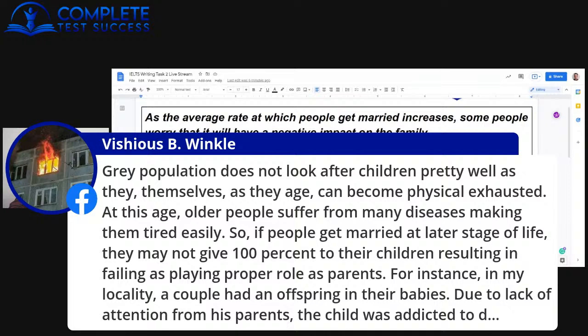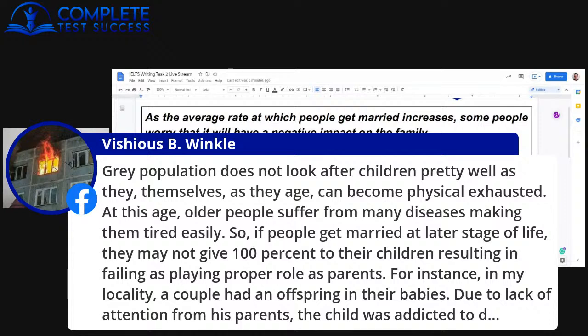I'm sure you've seen it somewhere, but it's not a term that's commonly used in English. "Grey population does not look after children pretty well, as they themselves, as they age, can become physically exhausted." Good. "At this age, older people suffer from many diseases, making them tired easily. So if people get married later stage in life." You need an article: a later stage in life. So a preposition mistake, but that's just a phrase, a later stage in life. So you should learn it as a full phrase like that.